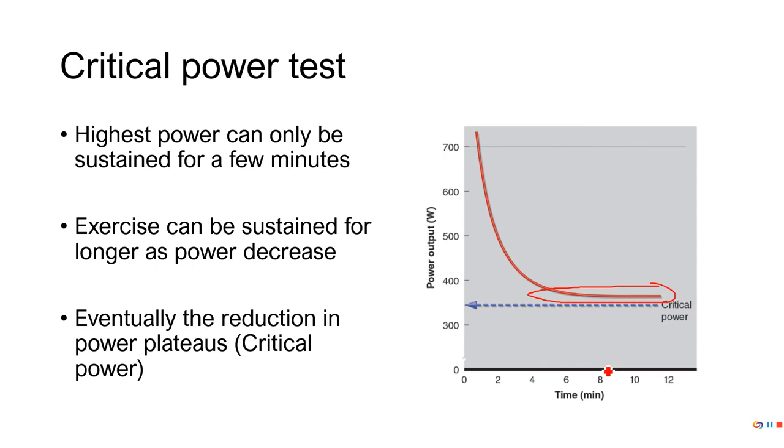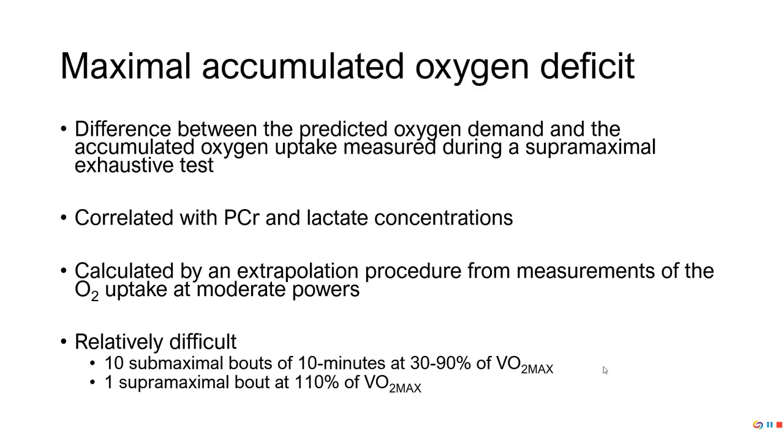And then the last one is the maximal accumulated oxygen deficit. This one's relatively new for me. It's one that I was looking at doing a study with altitude, and I'm still trying to figure out how to do it. And so what we're doing is looking at how much oxygen you are using, and comparing that to how much oxygen we think you should be using. And this is done during what we call a supramaximal test.